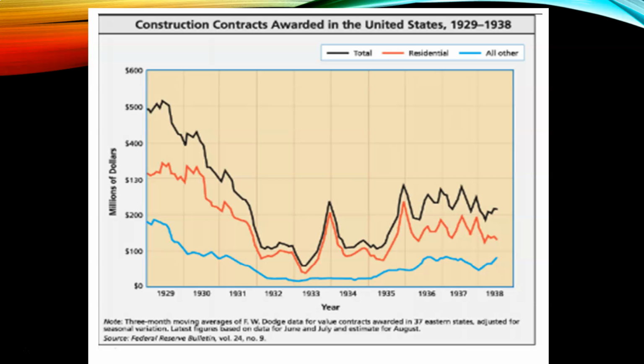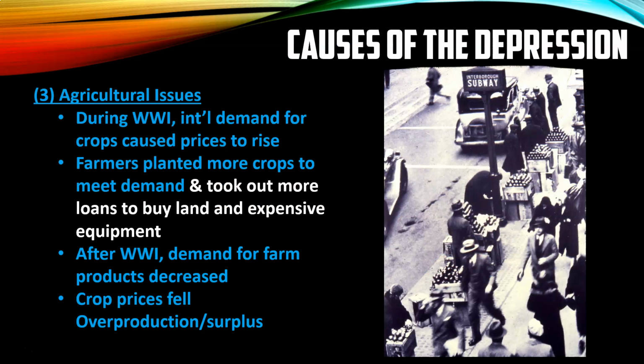Okay, so this is just to show you where a lot of our problem exists. In 1929, over $500 million in total contracts for construction are being awarded, and then you look in 1931 and we're down to $100 million. Okay, that's an 80% drop in the amount of money that we were actually able to spend and the amount of production and construction going on. So you can see there's a boom and then there's a fall.